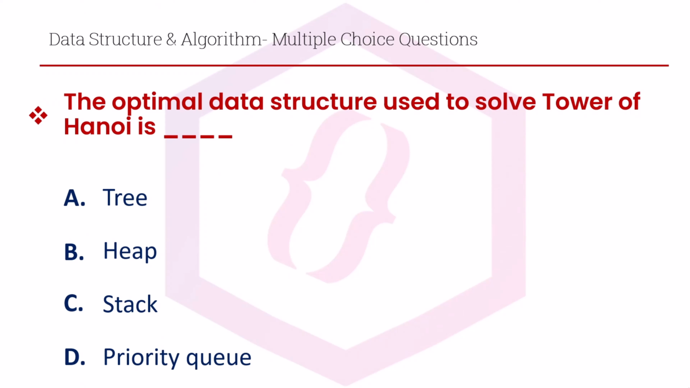The optimal data structure used to solve Tower of Hanoi is option A, tree. Option B, heap. Option C, stack. Option D, priority queue. The correct answer is option C, stack.